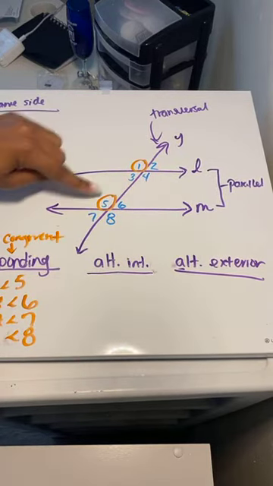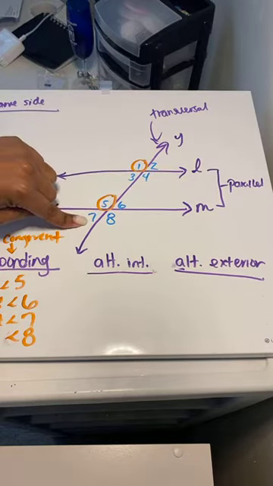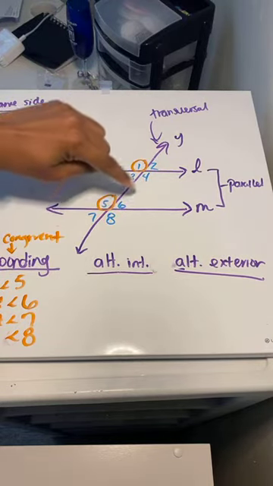So 1 is going to be equal to 5. 3 is going to be equal to 7. Good, Delphine. 2 is equal to 6. 4 is equal to 8.